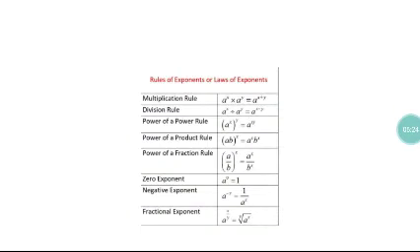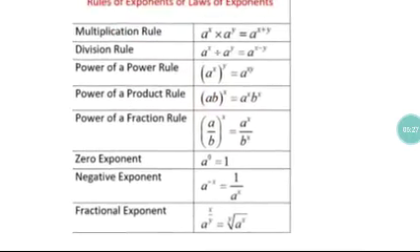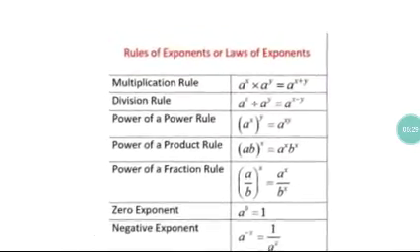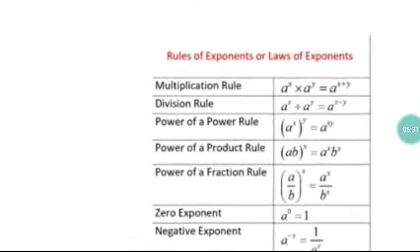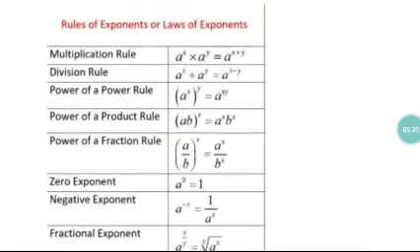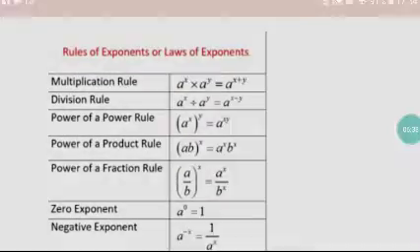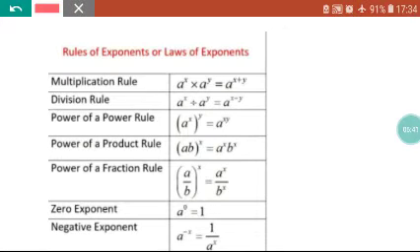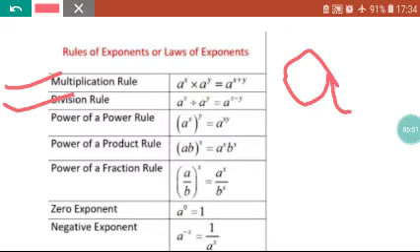Now this is the important one, the exponent law. This is one of the important laws, the exponent law. It is floating here, you may see this. We have the multiplication rule and the division rule. In the multiplication rule, this a is called the base, and whatever is written there, x or y, this is called the exponent. This x and y are called exponents.